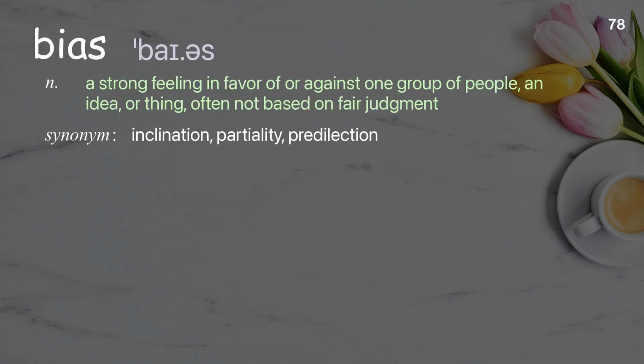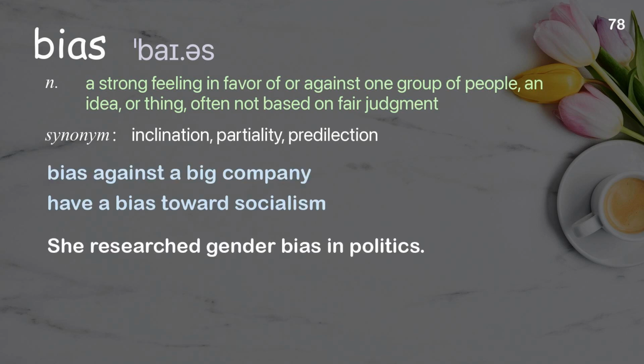Bias: a strong feeling in favor of or against one group of people, an idea, or thing, often not based on fair judgment. Examples: bias against a big company. Have a bias towards socialism. She researched gender bias in politics.